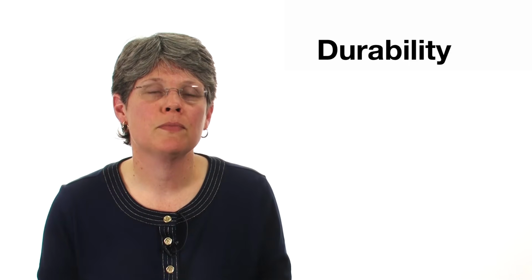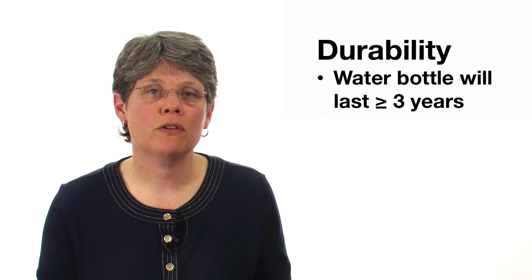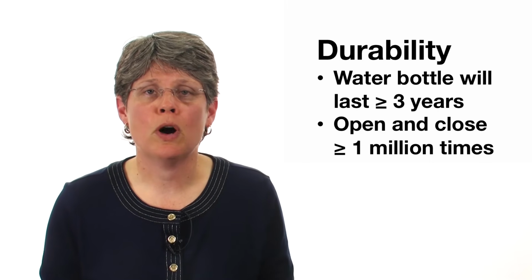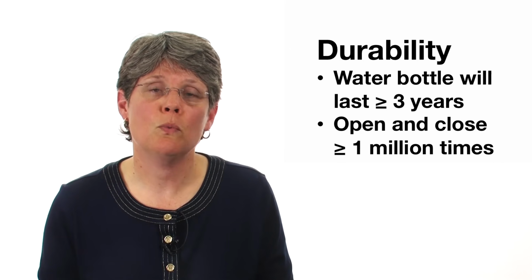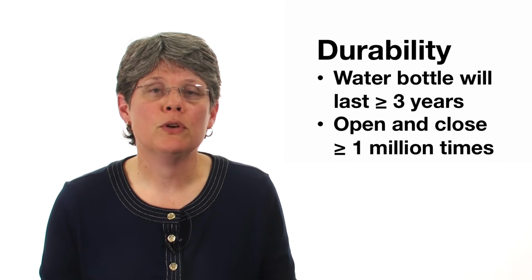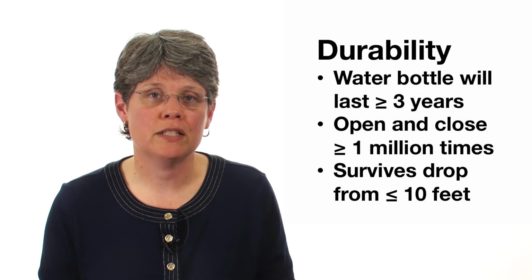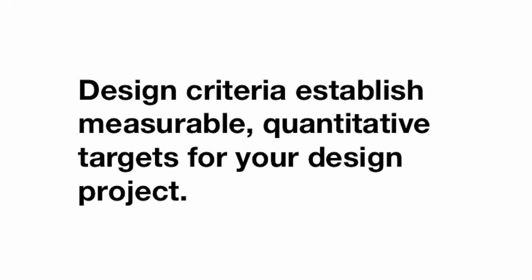We can take some of the earlier ideas we had before regarding durability and put together quantitative design criteria. So for example, with regard to durability, we can say that the water bottle will last greater than or equal to 3 years. We could say that you can open or close a water bottle greater than or equal to 1 million times. Or you could say that you could drop a water bottle onto a cement floor from a height of less than or equal to 10 feet. In summary, design criteria establish measurable quantitative targets for your design project.